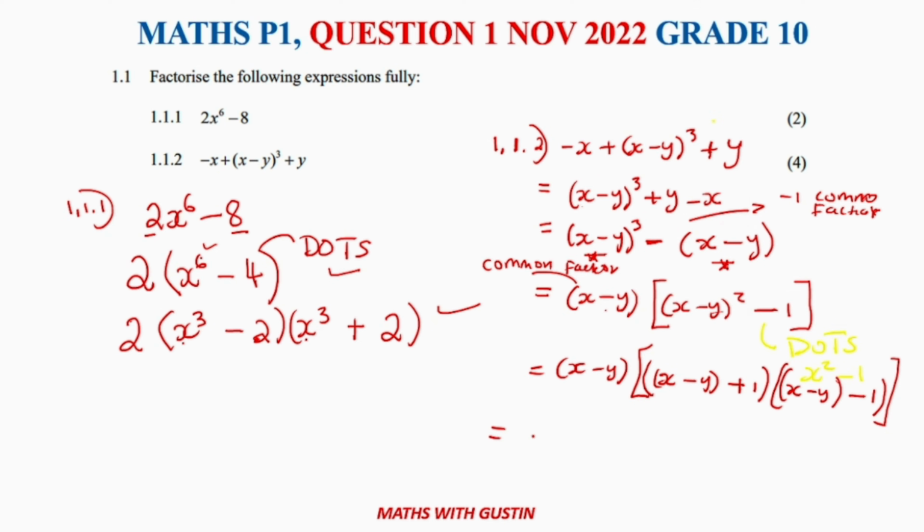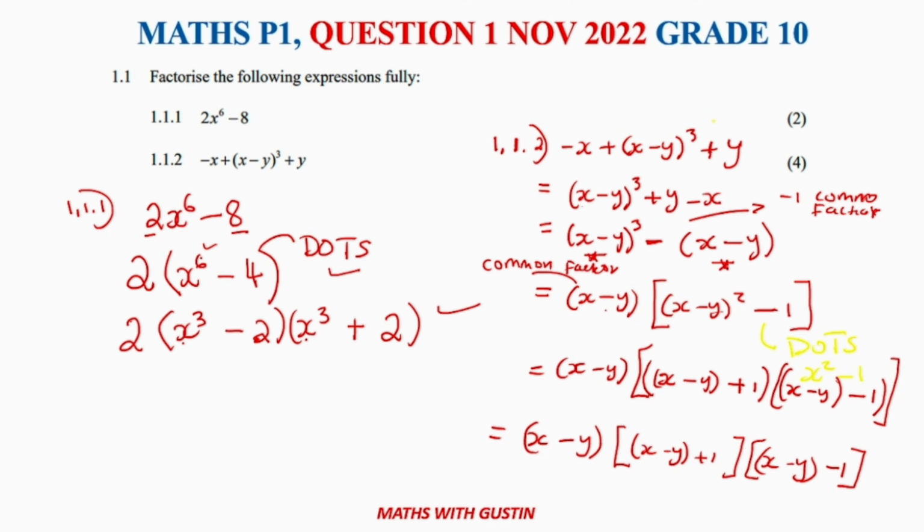So basically what you are left with is x minus y, close, in square bracket x minus y plus 1. And then in another bracket, x minus y, close, minus 1, the difference between two squares. And that's how you would deal with 1.1.2. You have factorized fully. Now you have a common factor and also a difference between two squares. Those are the two applications that we have applied on question 1.1.